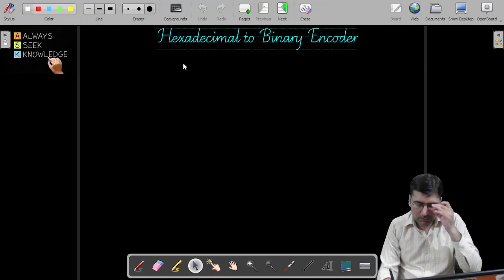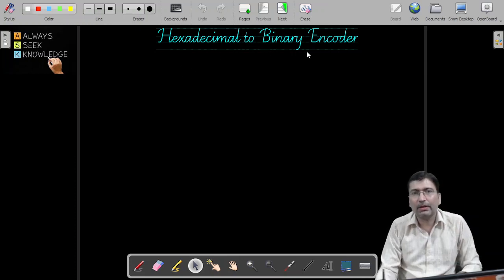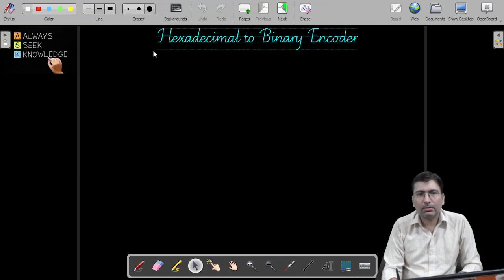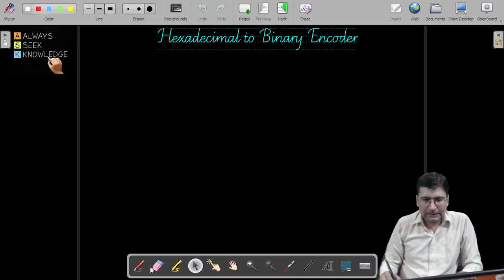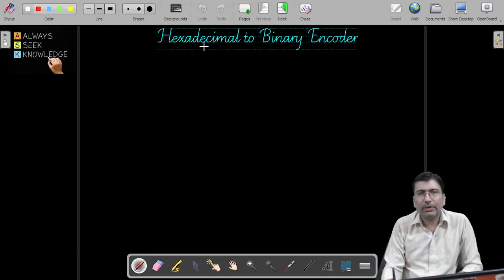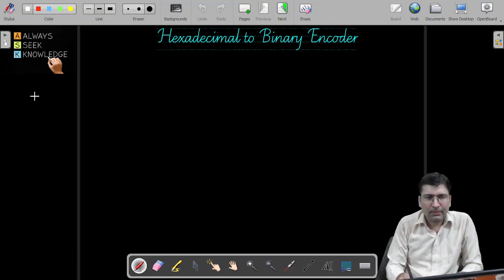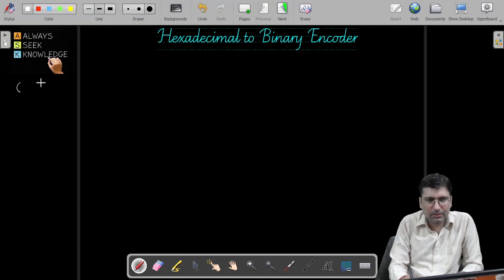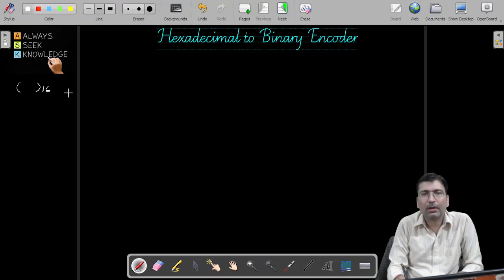In this lecture I am going to discuss hexadecimal to binary encoder. So in the previous lecture we have already talked about octal to binary encoder. In octal system we have 8 different symbols. In hexadecimal we will be having 16 different symbols. So for the 16 different symbols, any number which is in hexadecimal, we have base or radix as 16, right?